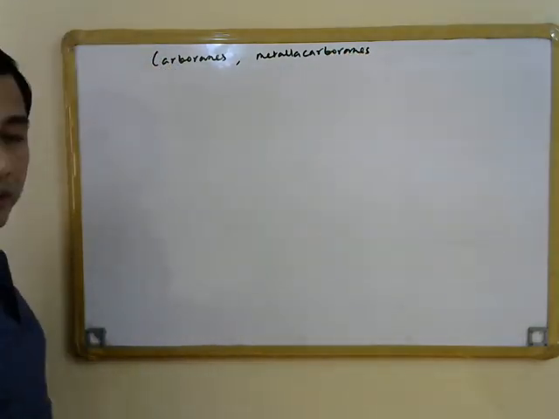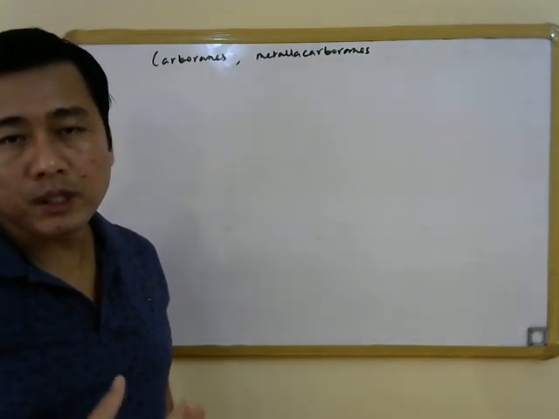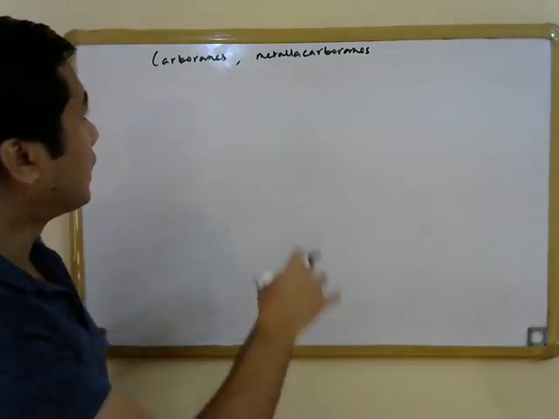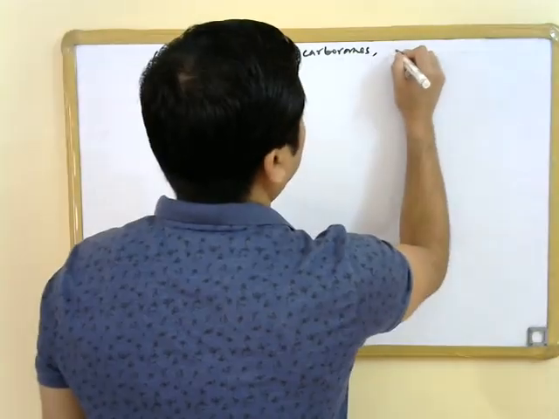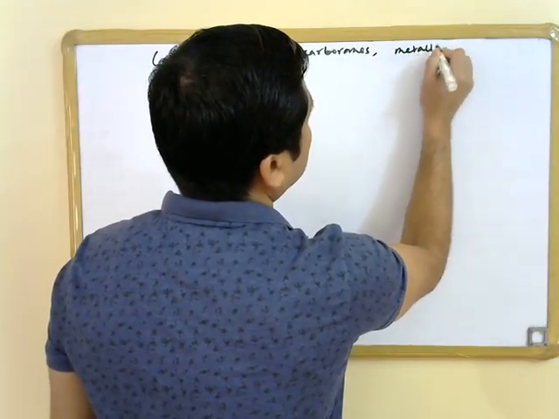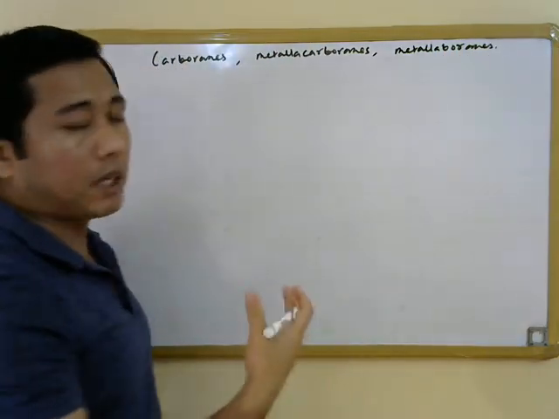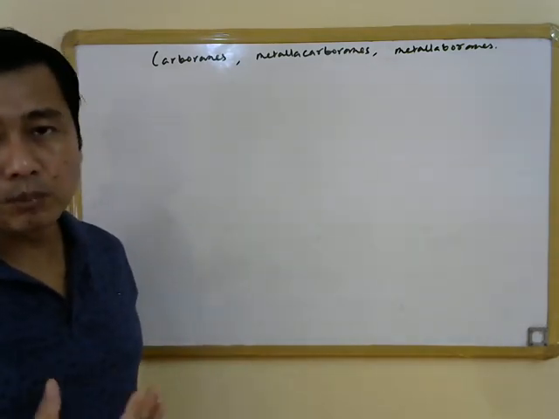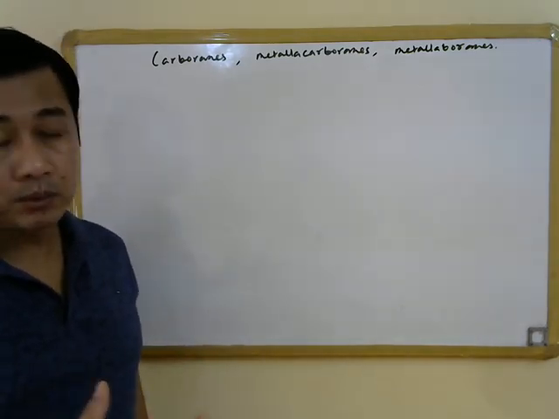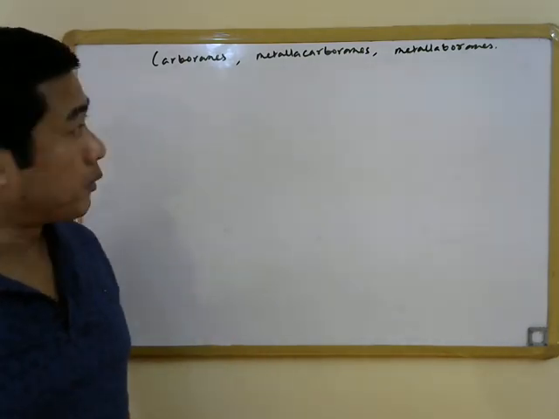metallacarboranes, where apart from carbon and boron centers, metal atoms are also part of the polyhedral skeleton, and that is why we call them metallacarboranes, and metallaboranes, where the carbon atoms are absent, but only metal centers and boron centers form the polyhedral skeletal structure in these types of compounds.